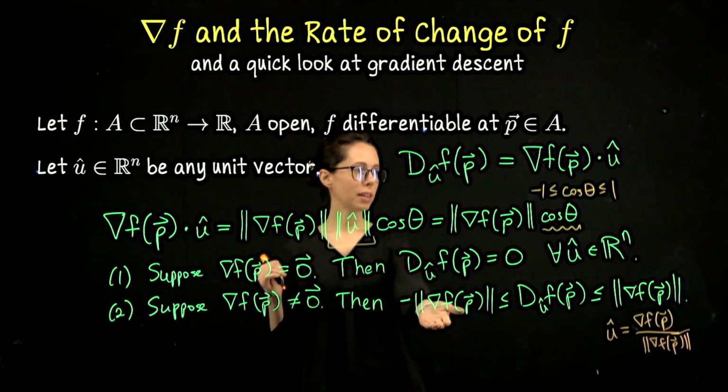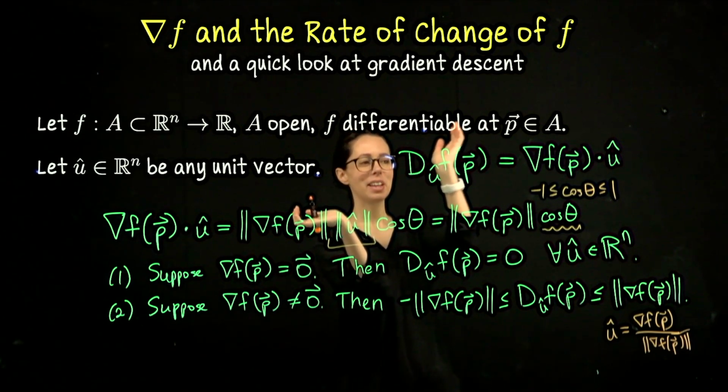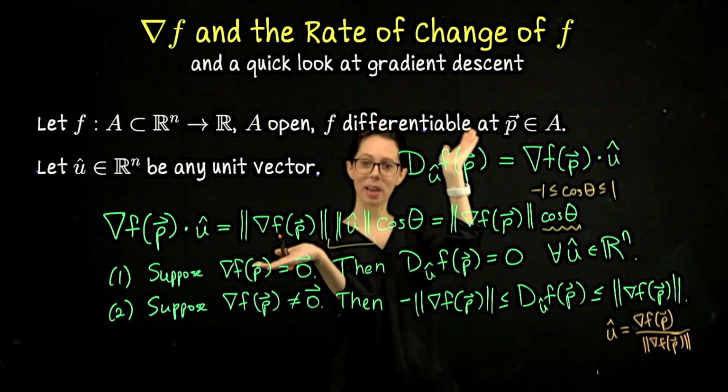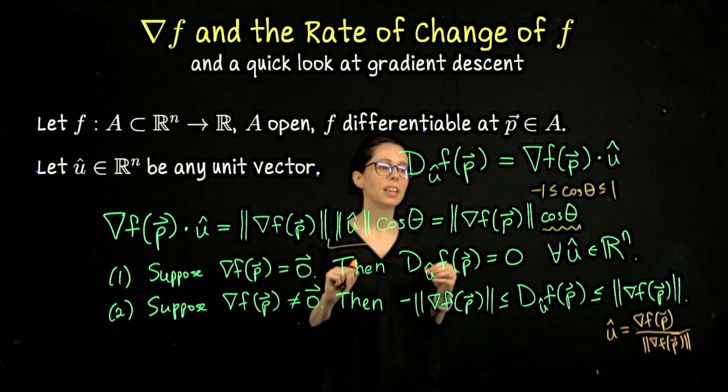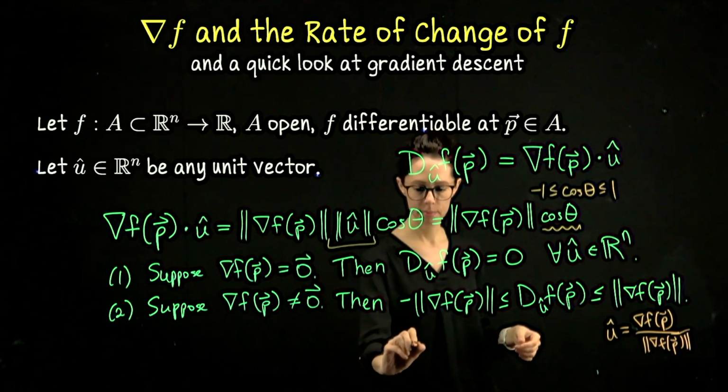Likewise, when would cosine of theta be -1? That would mean, kind of hard for my wrist to do this, that theta was pi radians or 180 degrees. So u would be exactly opposite the gradient, so just take this and negate it.